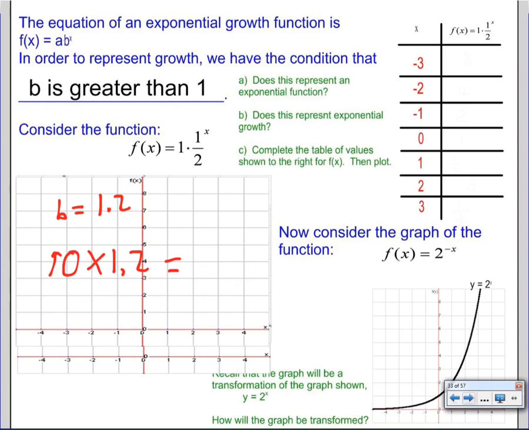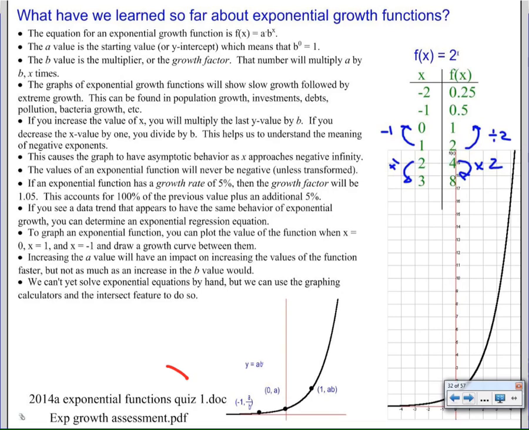And so in order to have an exponential growth function, we need the condition that our b value must be greater than 1. Not greater than 0, but greater than 1.